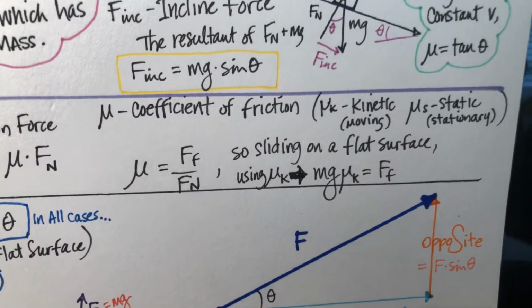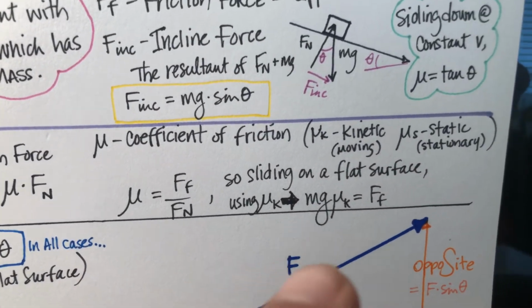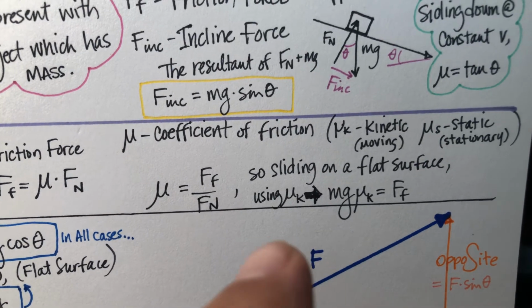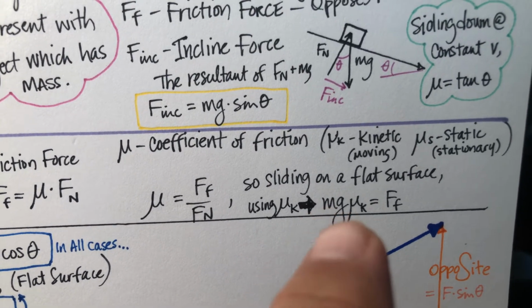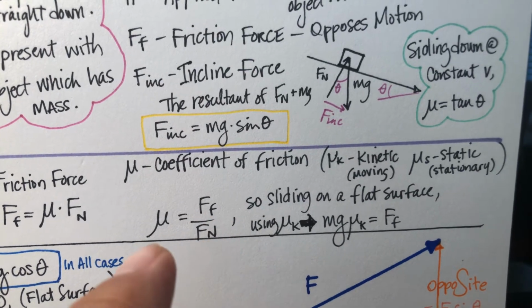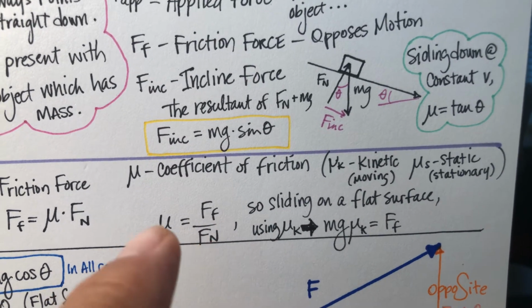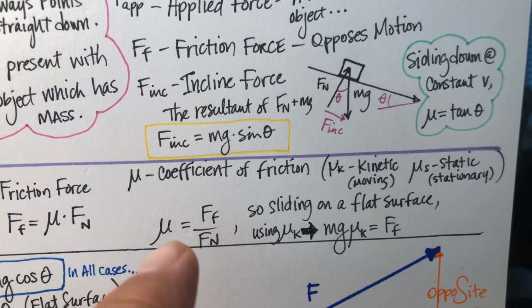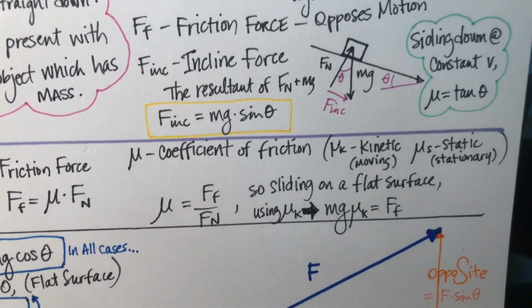All right, so coefficient of friction is friction force over normal force. So sliding on a flat surface using mu sub k, mg mu sub k equals friction. That's the idea that the normal force is equal to mg on a flat surface. So multiplying both sides by the normal, mg mu sub k is equal to friction.